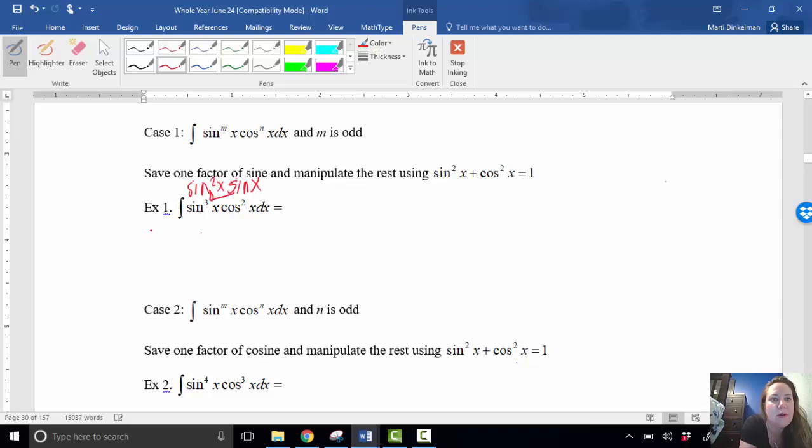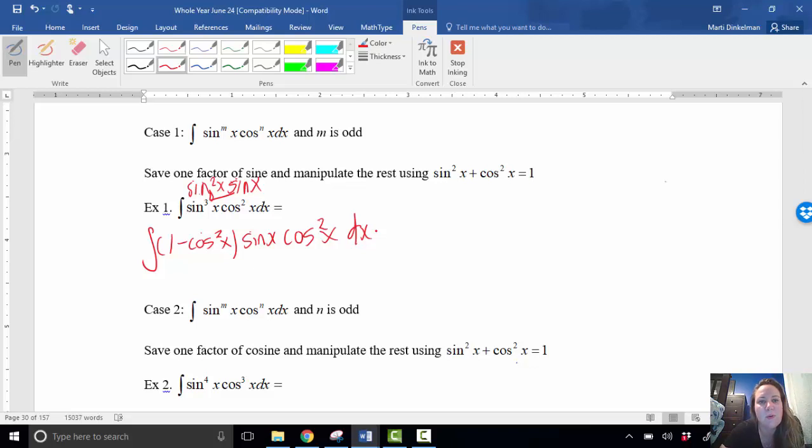Okay, so integral, instead of sine squared, let's write sine squared is 1 minus cosine squared. And then there's a sine. And then there's a cosine squared. So at first glance, especially if you haven't done these, it might not seem any easier than the one I did before, but we're going to go ahead and use u substitution.